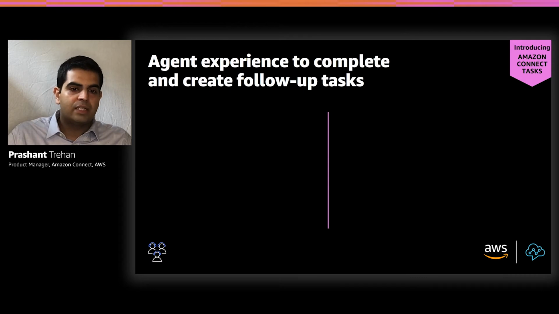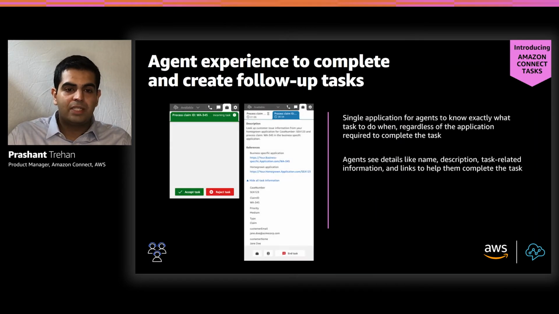With Amazon Connect tasks, agents have a single place to know exactly what task to work on and when, regardless of the application required to complete it. This ensures that agents are focused on the highest priority task or work of any type. Agents can be assigned multiple tasks at a time.